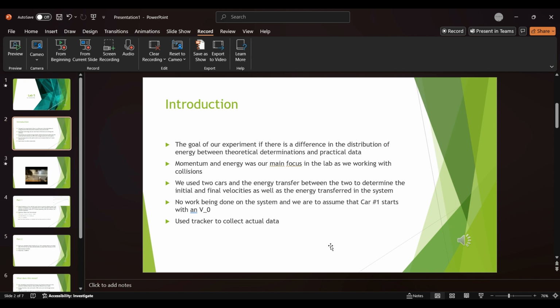Just as an introduction, the goal of our experiment was to determine if there was a difference between the distribution of energy in theoretical and practical determinations. We were mainly focusing on momentum and energy as we were working with collisions. We used two cars, one stationary and one moving, and we saw the energy transfer between the two. We had to determine the initial and final velocities of each, as well as the energy transfer to the system. We made sure that no work was being done on the system and that car one started with the initial velocity, and we used Tracker to collect all the data.